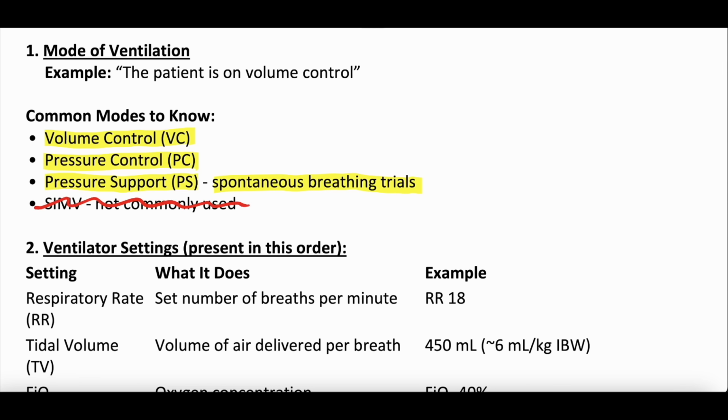So the two main ones with kind of a third possible that you need to know are volume control, pressure control, or pressure support. So if you're on rounds, it's important to start with, you know, patient is on volume control, or patient is on pressure control, or patient is on a pressure support trial, right? So that is number one, mode of ventilation.